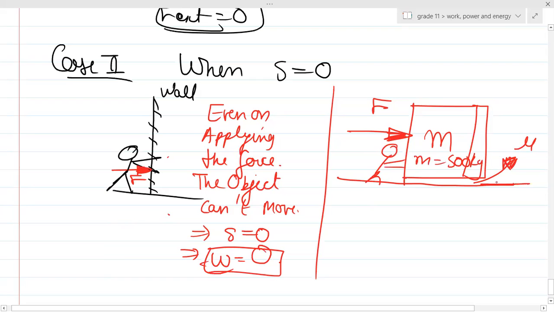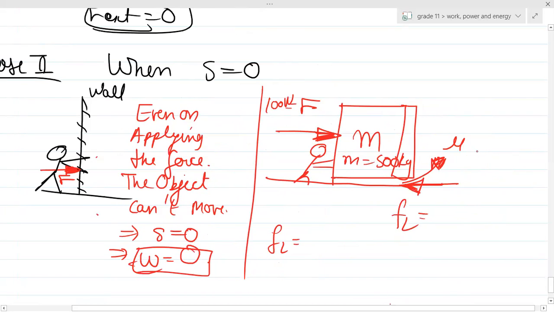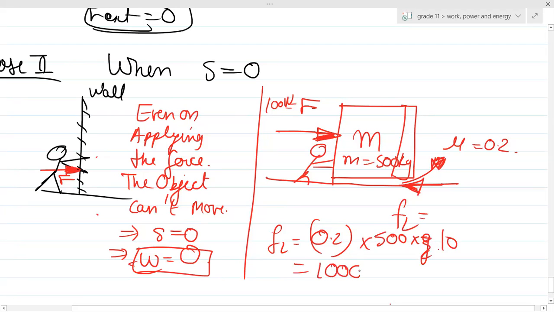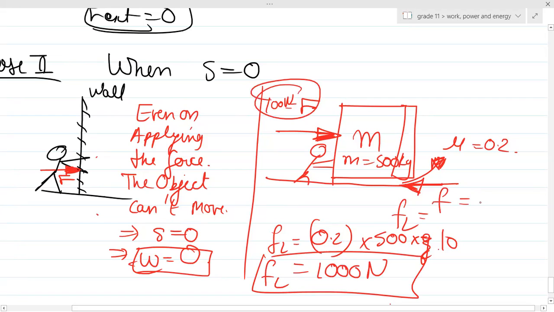So there will be friction acting on this object. Let's say the force applied is 100 Newton, and the value of limiting friction is how much? Oh, sorry, I didn't give any mu. Let's give mu as 0.2. So 0.2 multiplied by 500 into g, basically 10. So the limiting friction value is 1000 Newton. You are applying 100 Newton. So what will be the friction acting on this block?